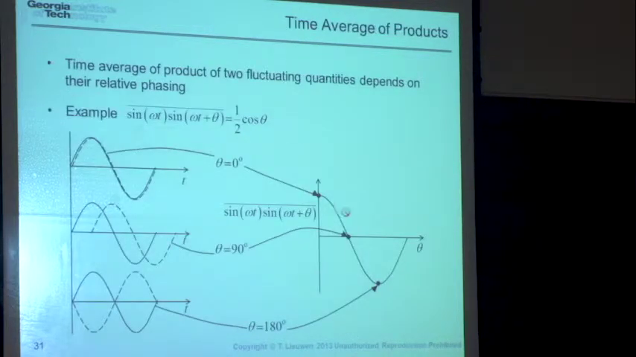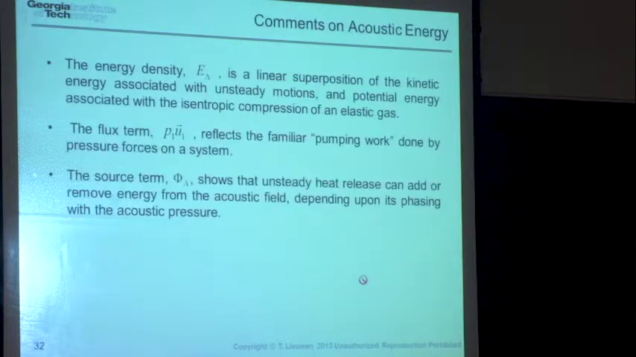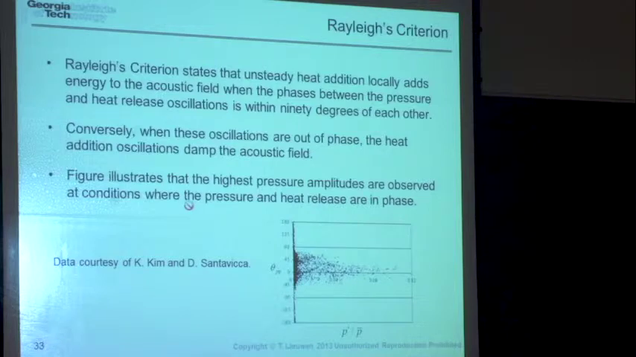So let's go back to this plot. So in other words, this term is positive if you lie between plus 90, and if I went over to this side, minus 90. So this would be the limit case, and as long as it lies within plus 90 or minus 90, the unsteady heat release is adding energy to the acoustic field. That's Rayleigh's criterion. In the same way, once that phase moves to be greater than 90 out here, the unsteady heat release is pulling energy out of the acoustic field.